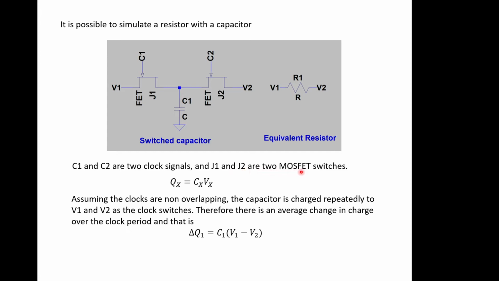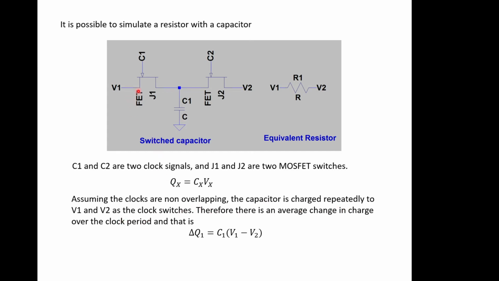J1 and J2 are two MOSFET switches, so they're just transistors, and Q equals CV for the capacitance. So the charge stored on the capacitor depends on the value of the capacitance and the voltage across it, effectively. The only assumption we have to make is that the clocks are non-overlapping. That means these switches are never closed at the same time. There's no path through this system. So the capacitor is charged repeatedly to V1 and V2 as the clock switches.